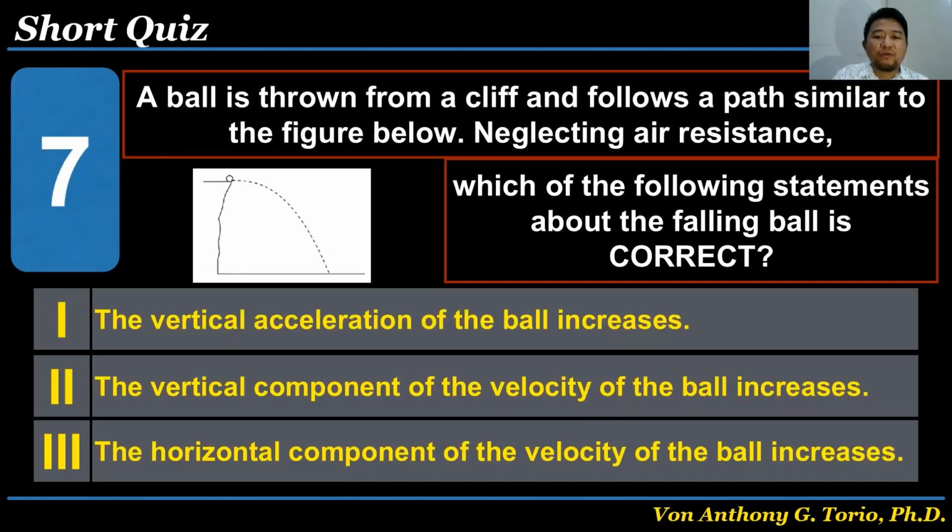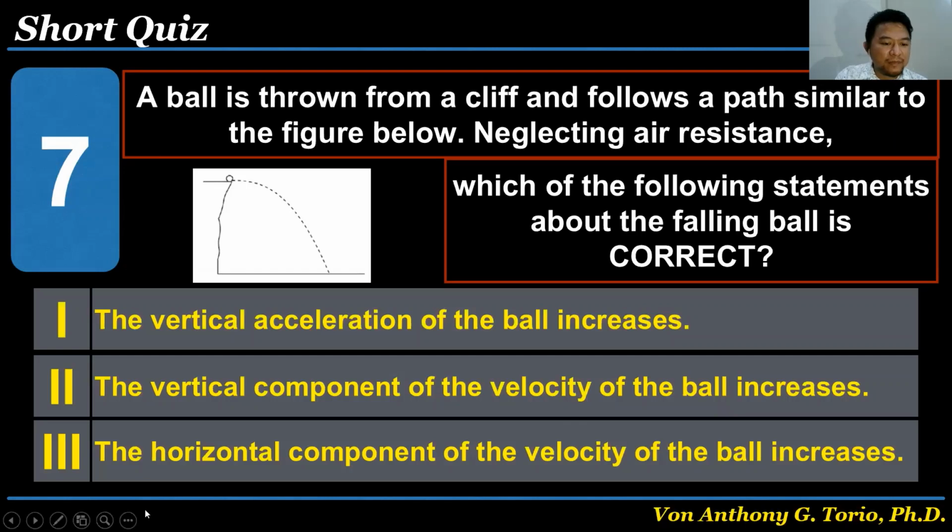Item 7, a ball is thrown from a cliff and follows a path similar to the figure below, neglecting air resistance. Which of the following statements about the falling ball is correct? First one, the vertical acceleration of the ball increases. That's wrong because the vertical acceleration is constant, and that's equal to the acceleration due to gravity. Number 2, the vertical component of the velocity of the ball increases. That's true because as the ball goes down, it accelerates. That means its vertical component of the velocity increases.